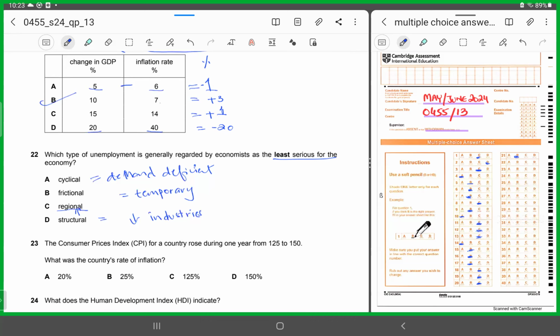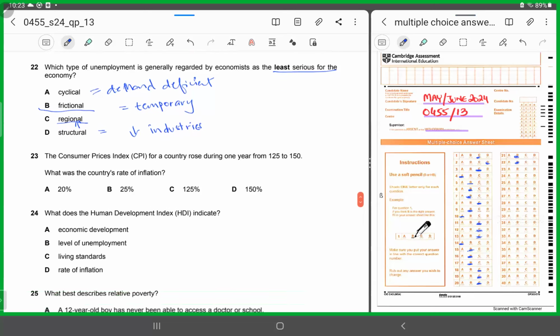So which is the least serious? Frictional unemployment. When people are in search of different jobs or new jobs. Remember seasonal and casual unemployment? So both fall under frictional unemployment. So for 22, it has to be B. All right. Look at the keyword they've highlighted. It's least. All right, number 23.